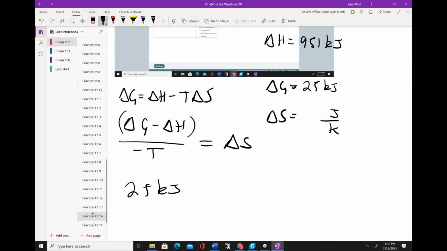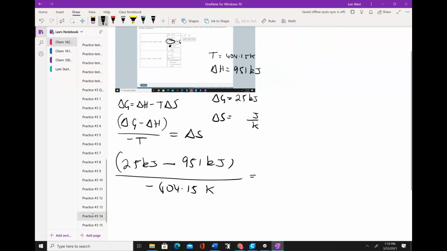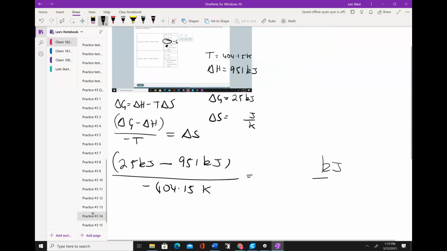25 kilojoules minus 951 kilojoules. What did I say? You have to be subtracting or adding exactly the same things, divided by minus 404.15 Kelvin. Now you can see that this is going to give me units of kilojoules per Kelvin, which we'll have to do a conversion on, won't we? So 25 minus 951, divide minus 404.15.